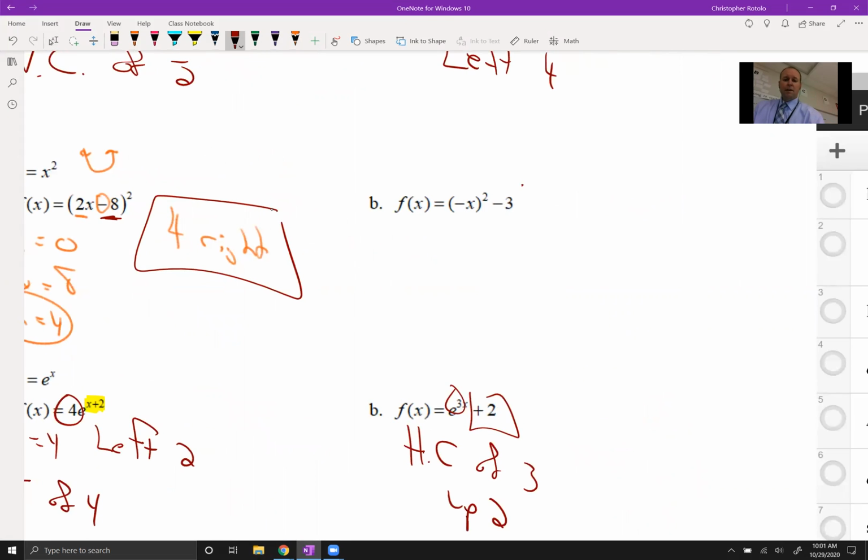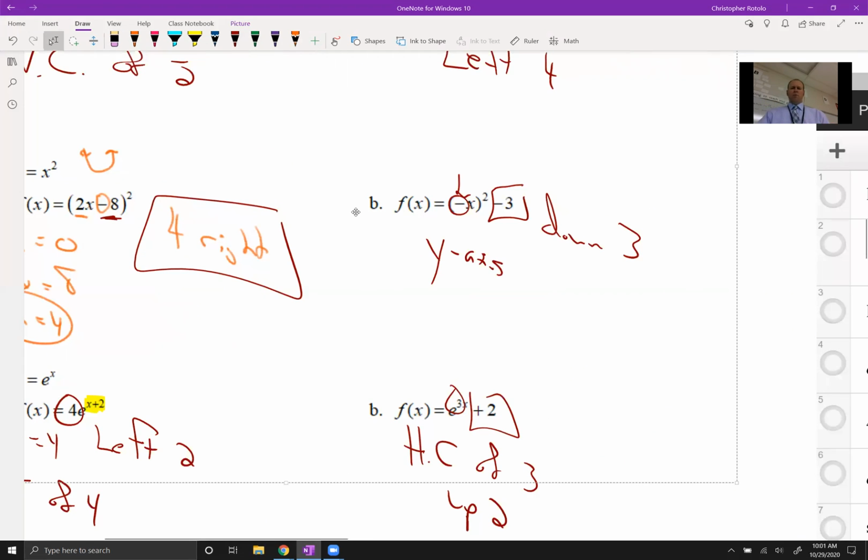All right, for letter B, we got down 3. And here, this negative is on the inside. That means it's a b value, which means it's a y-axis reflection. So we won't really see anything different because we didn't move left and right for this parabola. It'll actually look the same as just down 3. But as far as describing it, those are the things we'll have to use to describe it.